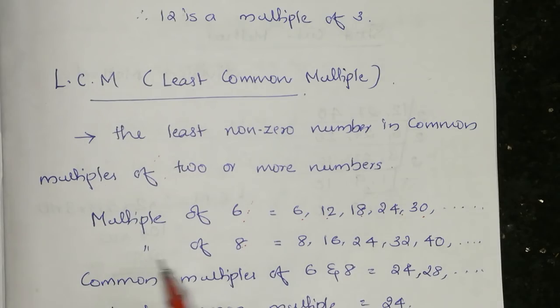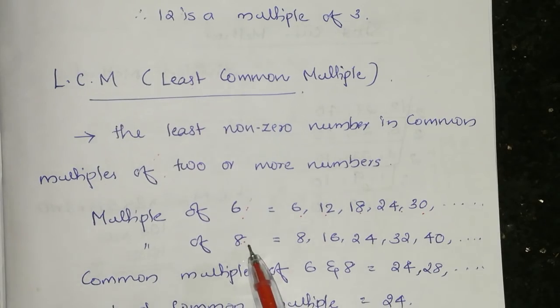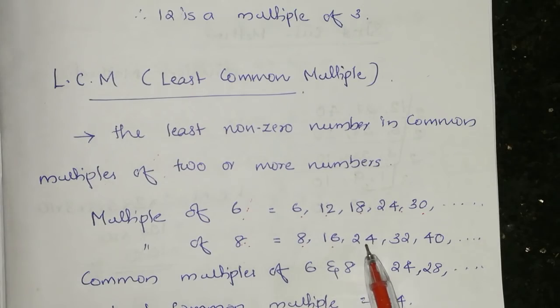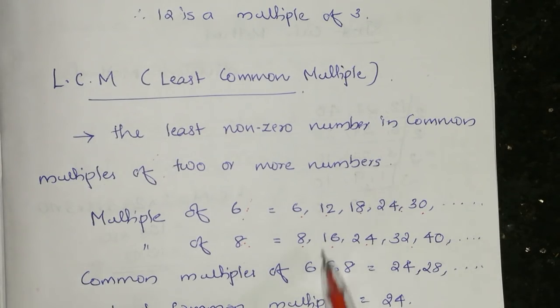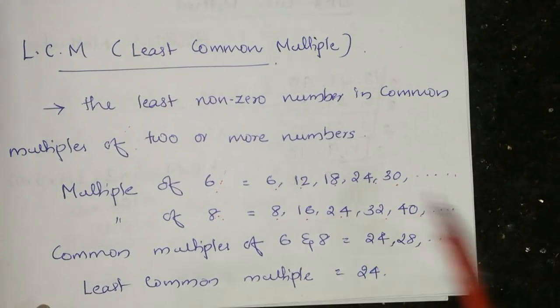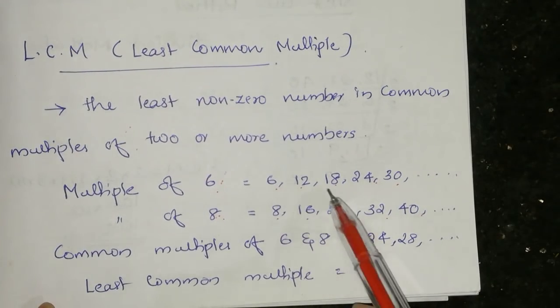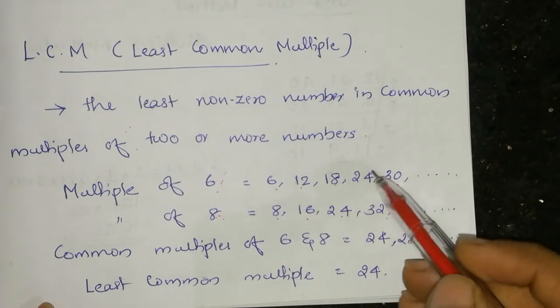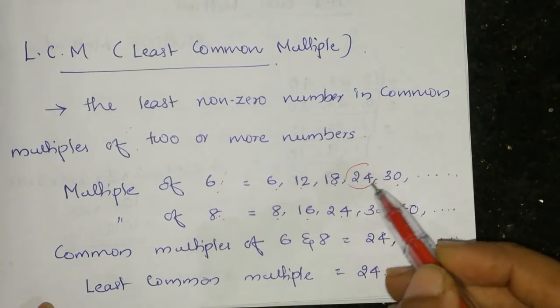Likewise the multiples of 8: 8 into 1 is 8, 8 into 2 is 16, 8 into 3 is 24, 8 into 4 is 32, 8 into 5 is 40, etc. Which are the common multiples of 6 and 8? The common one in these two lists is 24.